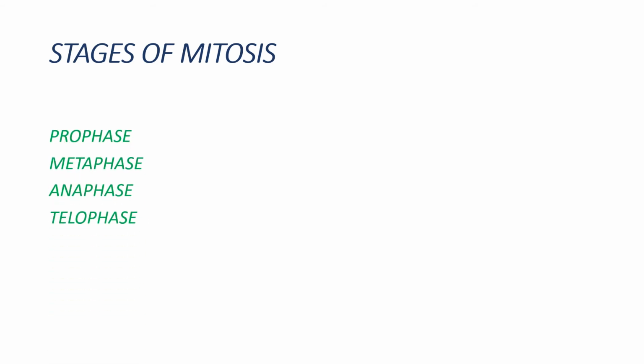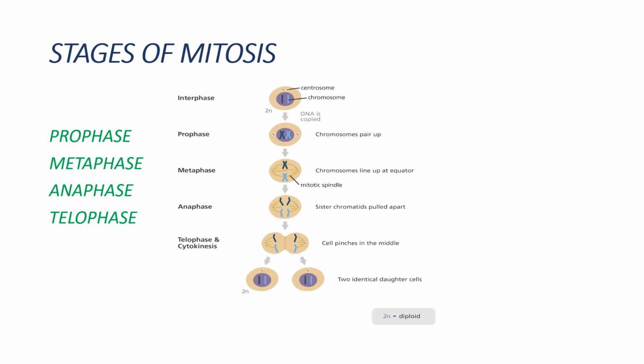Stages of mitosis. Mitosis occurs in different stages. These stages are prophase, metaphase, anaphase and telophase. This image shows the different events occurring during different stages of mitosis. By the end of the video, you will clearly know what the different events occurring during different stages of mitosis are. Without any delay, let us see the stages of mitosis.